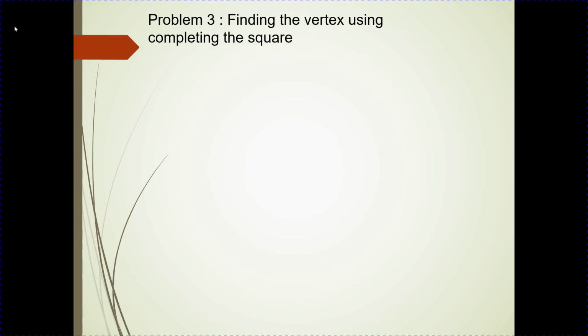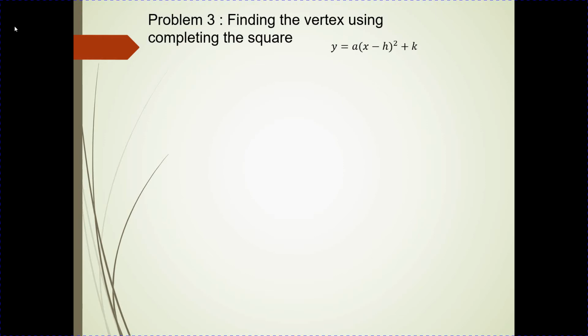Let's go to problem 3. Problem 3 is about finding the vertex using the completing the square method. So in order to find the vertex of a quadratic function, first you have to write the quadratic function in the form of y is equal to a into x minus h squared plus k. So this equation is the vertex form of a quadratic expression.